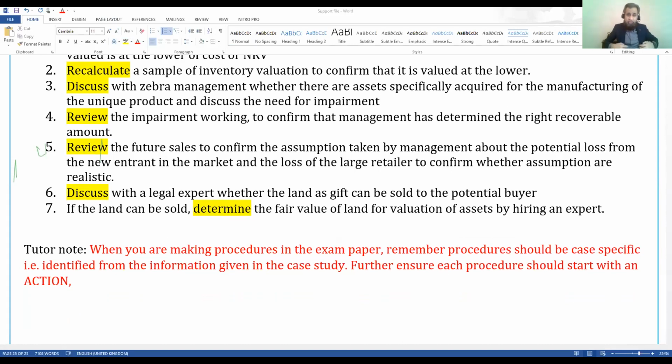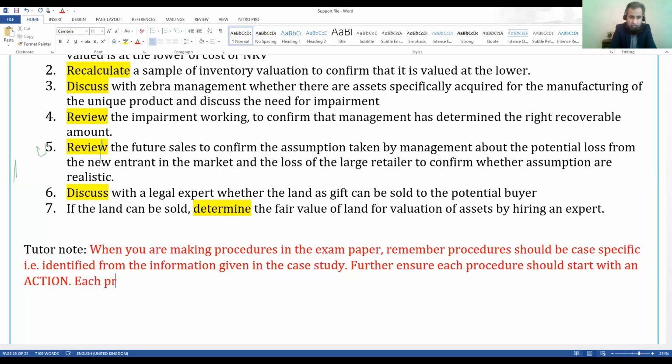Yes, Sadia, procedures are written in bullets, right? Procedures, actions, additional information, evidence. These are 4 areas in the AAA paper which are written in bullets. Okay. Further, ensure each procedure should start with an action. Sadia, in the AA paper, the F8 paper, you write procedures in bullets as well, right? So that's the same story in the AAA. Each procedure should start with an action, full stop.